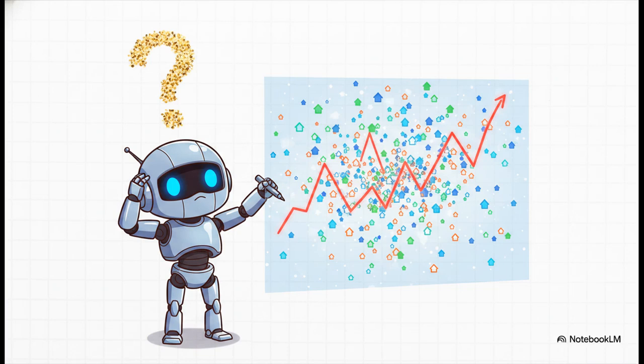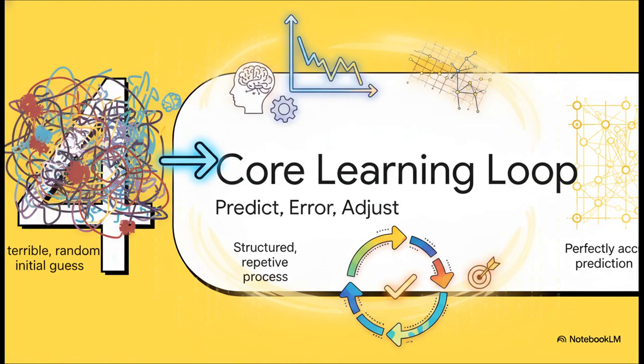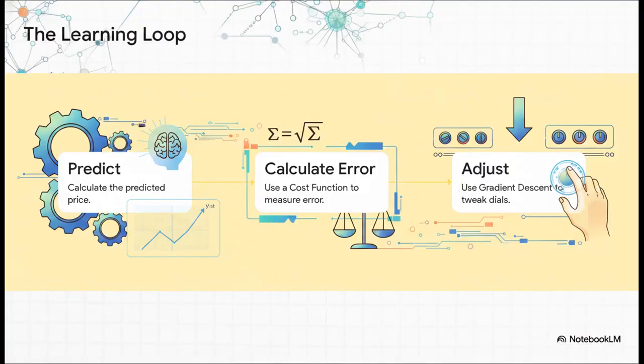But we have to remember, when the machine boots up and starts its job, it knows absolutely nothing. It doesn't know the weight, and it doesn't know the bias. It literally starts in a state of complete ignorance and just throws down a totally random, horribly wrong line across the graph. It might guess the multiplier is 5 and the base price is $10,000. It's just completely off. Section 4, the core learning loop. Predict, error, adjust. The absolute crucial point here is understanding how the machine goes from that terrible, random initial guess to a perfectly accurate prediction.